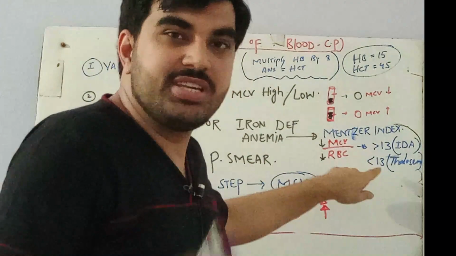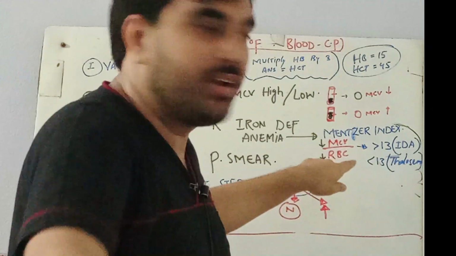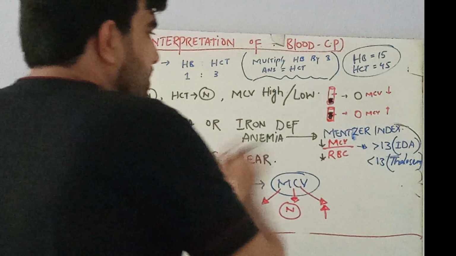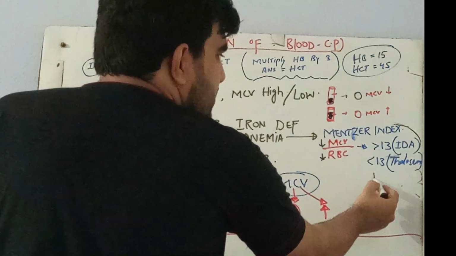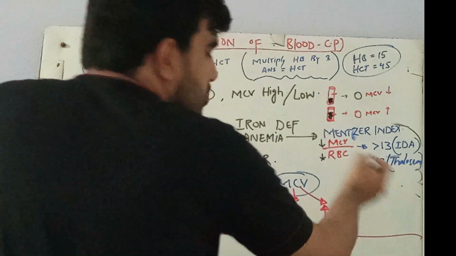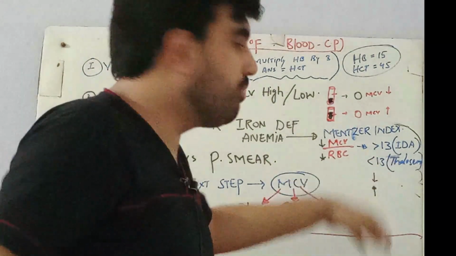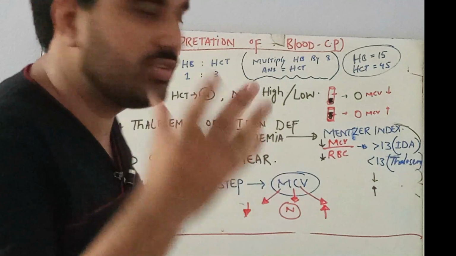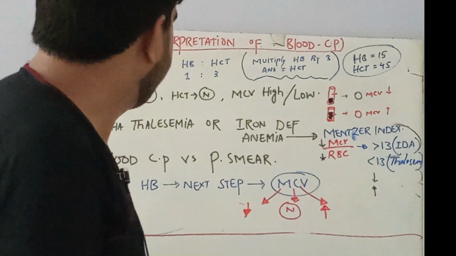In thalassemia, the RBC is producing at a rapid rate. So in thalassemia, you are having MCV decreased, but the RBC is high. So when you divide a smaller number by a bigger number, that will give you a smaller value, that is less than 13. So that is the concept behind that.